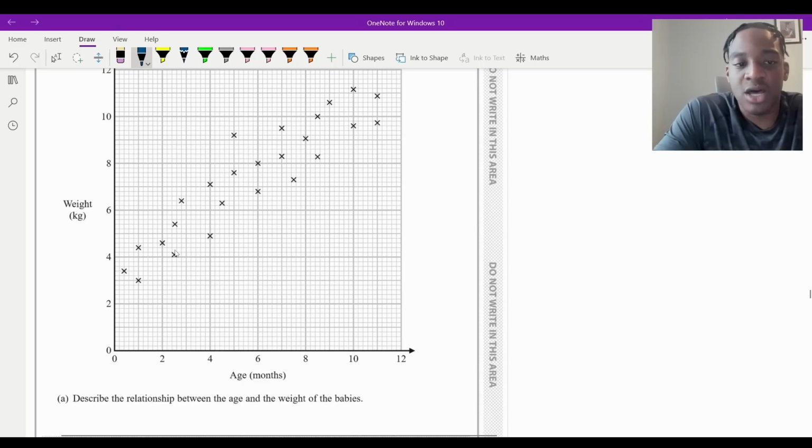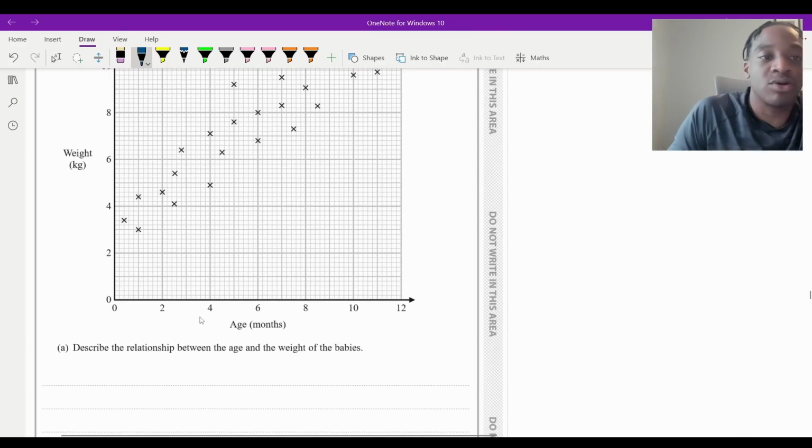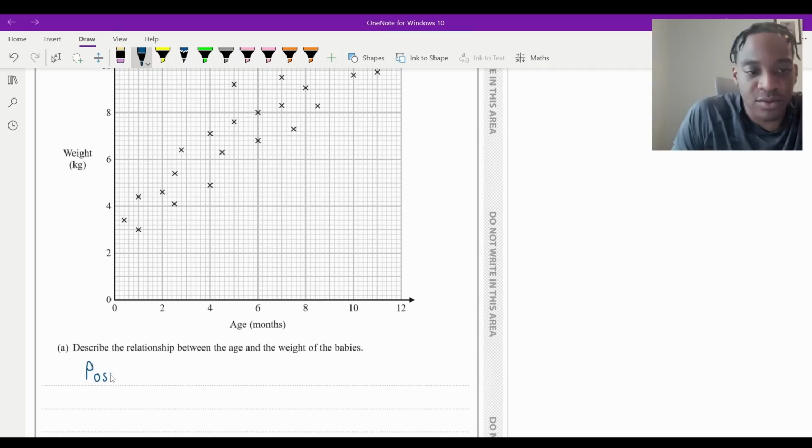And we can see that the graph is going upwards, or the points I should say are going upwards, right? And that actually means, well, as the babies get older, as the age increases, so does the weight. So this is just going to be a positive correlation. So what I'm going to do here is just put positive correlation. And you can just say as well, as the age increases, the weight increases too.